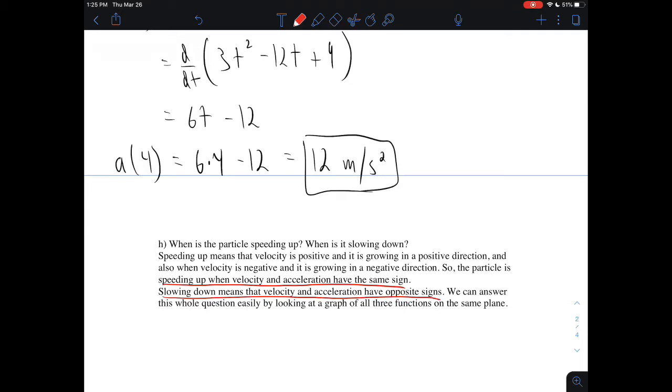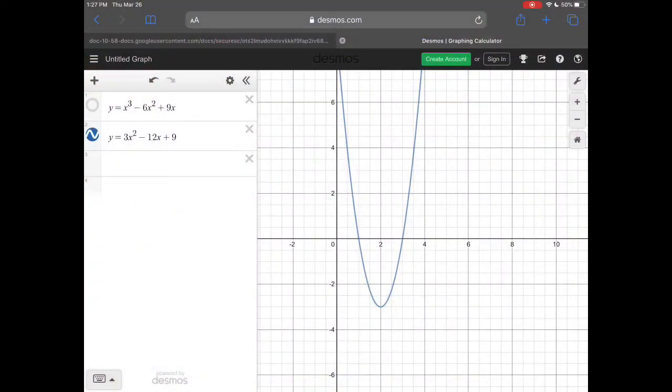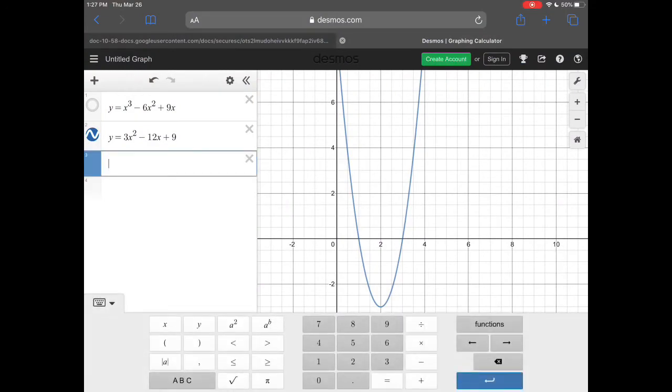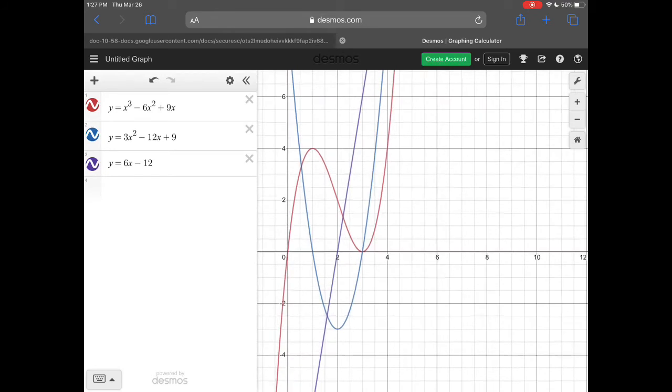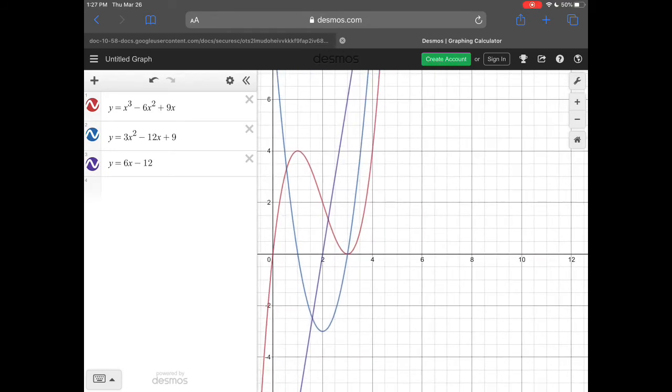We can answer this whole question easily by looking at a graph of all three functions on the same plane. So I'm going to go back to my Desmos graph where I had the position and the velocity so far, and now I'm going to plot this new acceleration function. So here in my graph, I'm going to type in the acceleration function y equals 6x minus 12. And then I'm also going to show my position function. And I'm going to scale this so we just look at time being positive.